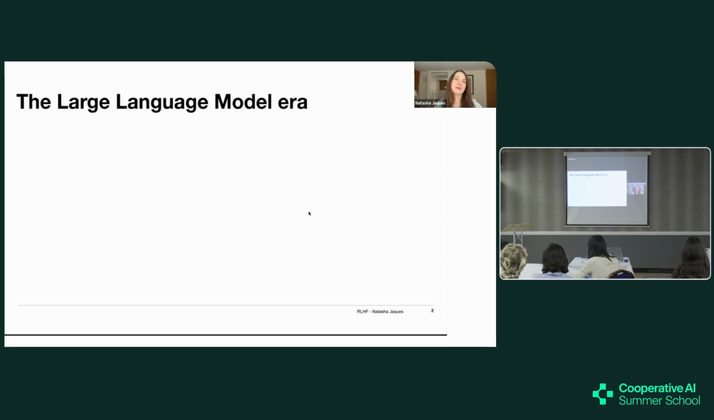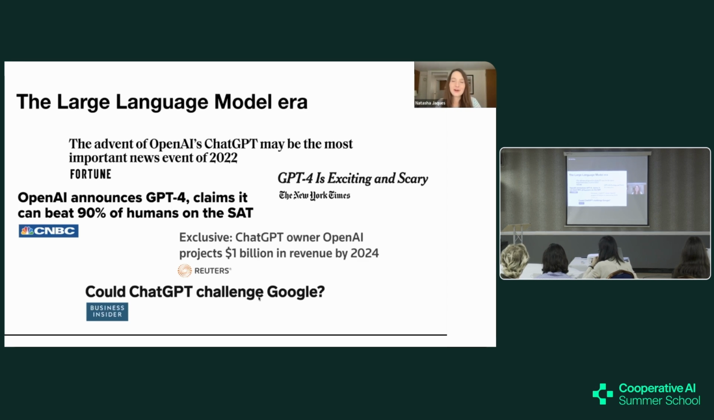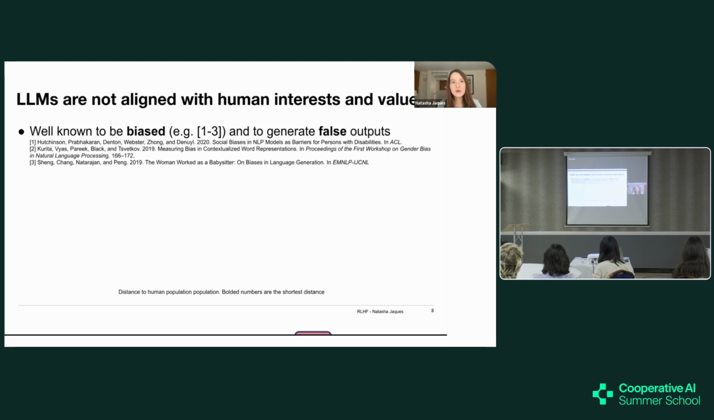This slide is going to be annoying, but we all know we're in this large language model era where everyone's freaking out. ChatGPT and GPT-4 seem to be a leap forward in capability. What does this mean, and what should we be doing with this? It's important to highlight that language models are not really aligned with human interests and values. I'm sure I'm not the first person to talk to you about the fact that they can be incredibly biased, and we know they generate false information and hallucinate.